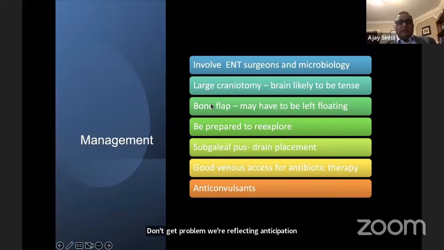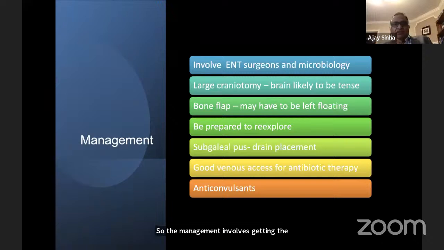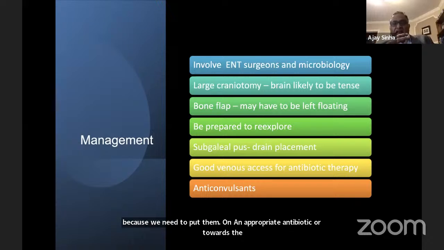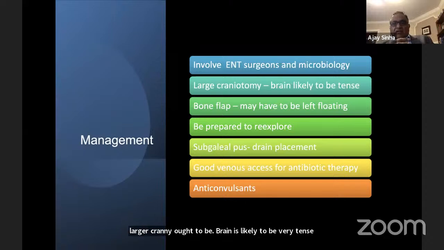So the management involves getting the ENT surgeons on board because they need to come in and do an FESS or sinus drainage. Microbiologists need to collect the sample and give us an answer straight away, because we need to put them on an appropriate antibiotic. Then we move towards a larger craniotomy. The brain is likely to be very tense, and you don't want to damage the underlying cortical veins. So do a larger craniotomy.